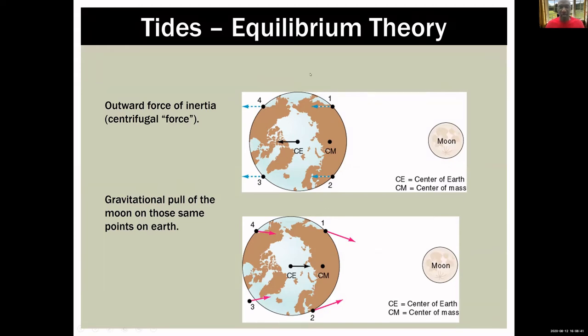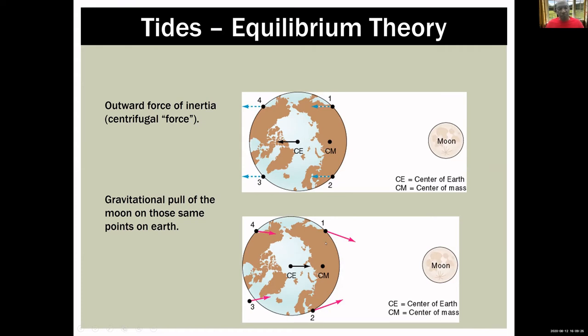I hope you can see my cursor. Here is the representation of the Earth. That's the center of the Earth, called CE. And then we have the moon there. When you have rotation, I have a very simple demonstration with my car keys. If I do very quick rotations, as I increase the rotation speed, the string stretches more, and as it decreases, it stretches less. That stretching is caused by the centrifugal force.